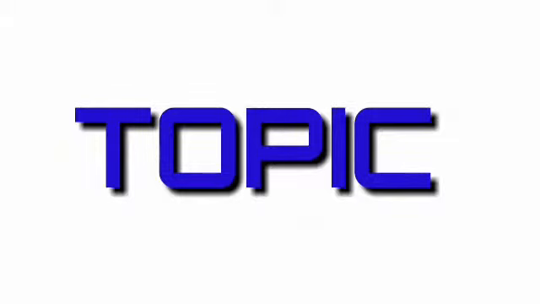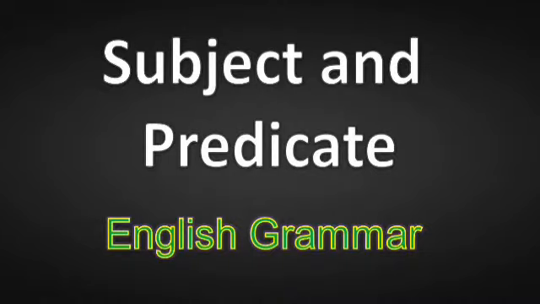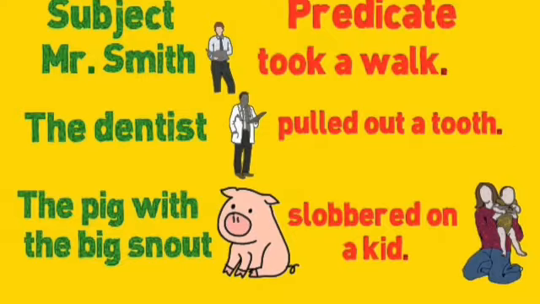In this lesson, we are going to learn about the subject and predicate in a sentence. So let's start. A sentence is divided into two parts, subject and predicate. Then, what is a subject? Subject is that part of the sentence which deals with the name of the person or thing spoken about.